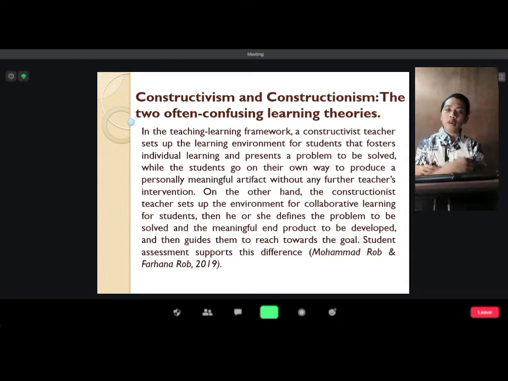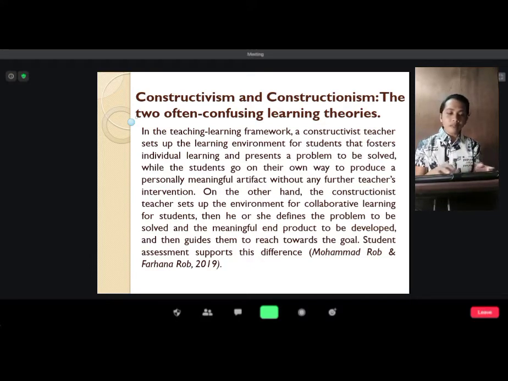According to Rob and Rob, in a teaching-learning framework, a constructivist teacher sets up the learning environment for the students that fosters individual learning and presents a problem to be solved, while the students go on their way to produce a personally meaningful artifact without any further teacher intervention. On the other hand, the constructionist teacher sets up the environment for collaborative learning. He or she defines the problem to be solved and the meaningful end product to be developed, and then guides them to reach the goal.